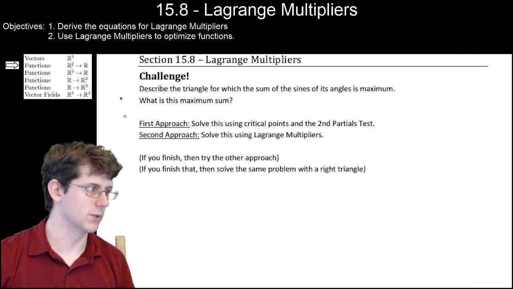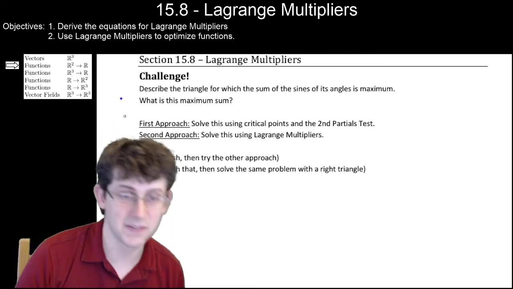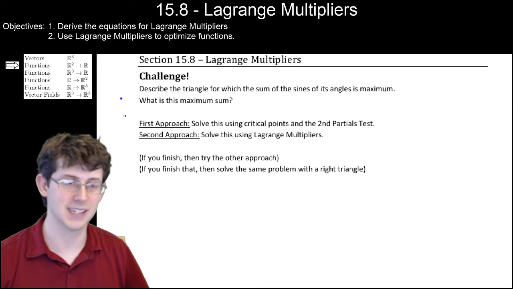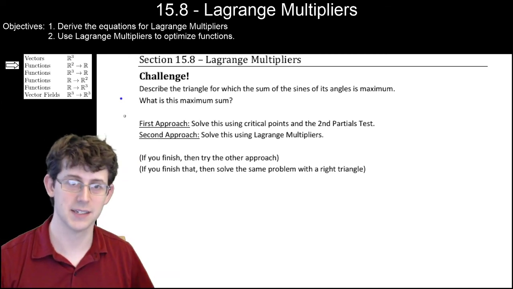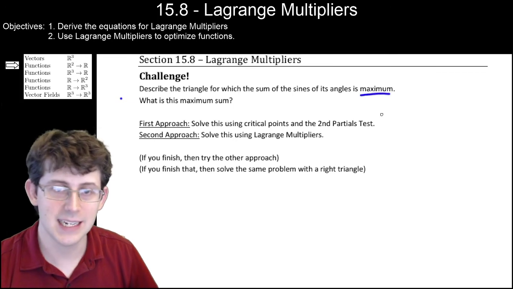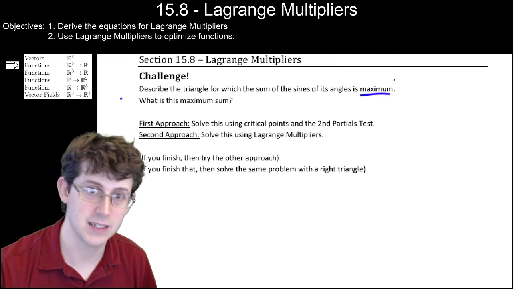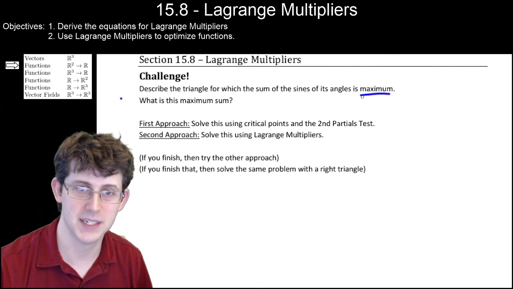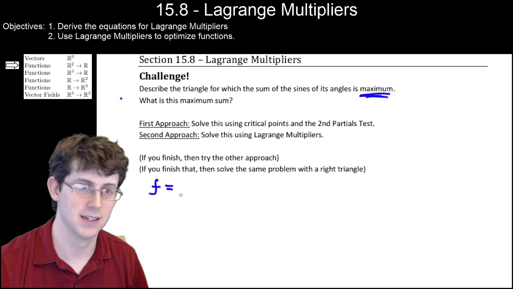Yeah, so this is cool. This says, let's try to find a triangle where the sum of the sines of its angles is as large as possible. The sines of its angles. Okay, well, because I know Lagrange multipliers, I'm just not that worried about this. This is the thing I'm trying to maximize. So that's my objective function.